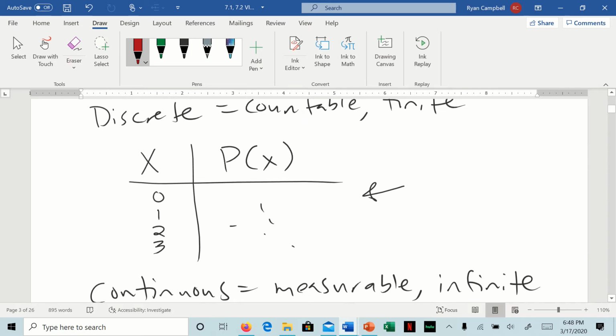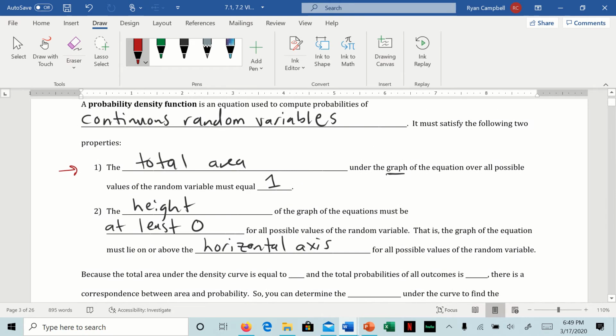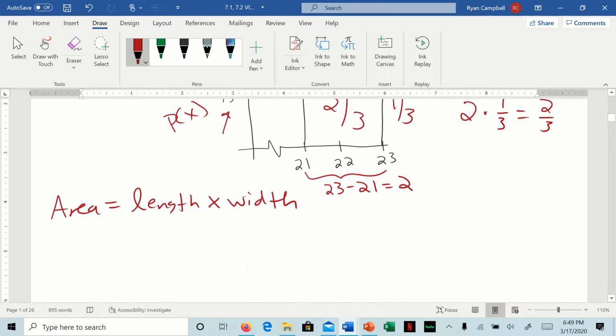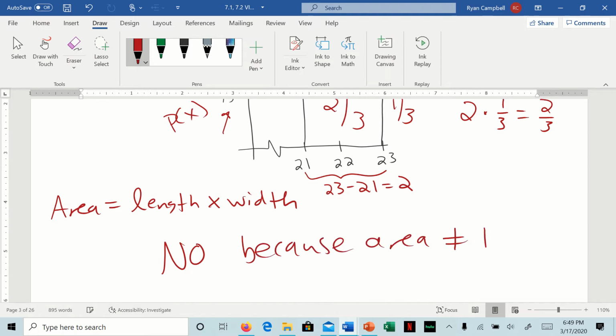So the area is 2/3. But what did we say that the area had to be? What was the first one? It has to be 1. So is this a density function? No, it is not. Good, and we can just write that. No, because the area does not equal 1. It equals 2/3.